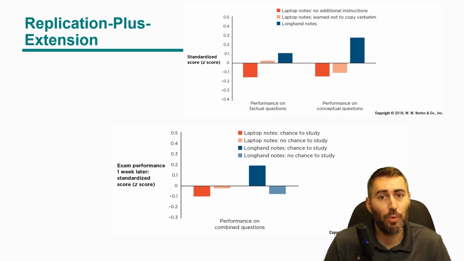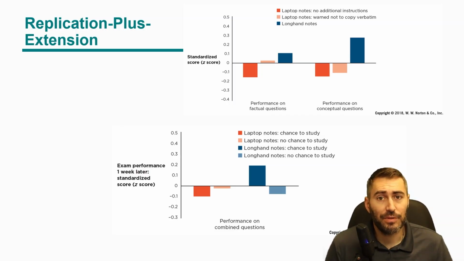Thus, they performed poorly when tested. So the researchers tested this hypothesis in a second study with 3 conditions: a longhand condition, a laptop condition, and a new laptop condition in which people were warned not to copy the lecture words exactly. This was a replication plus extension study because it replicated the original study and included one new condition.